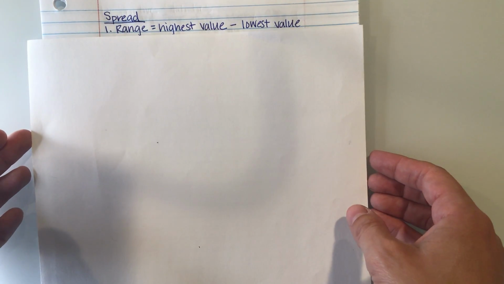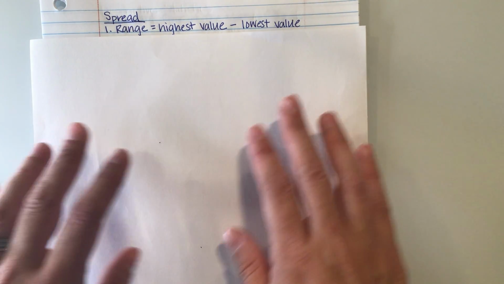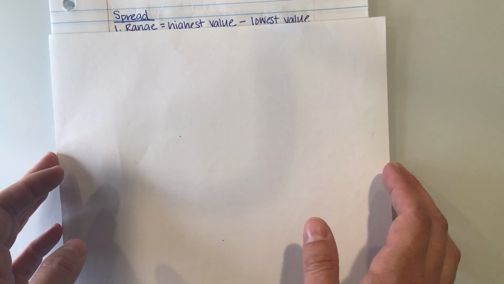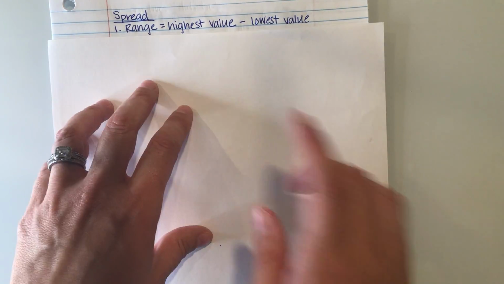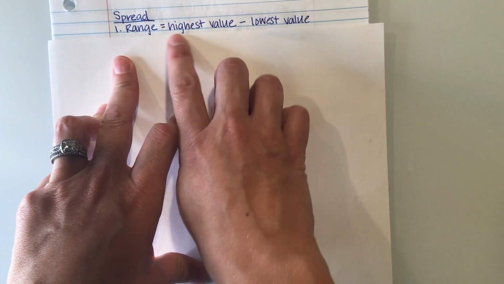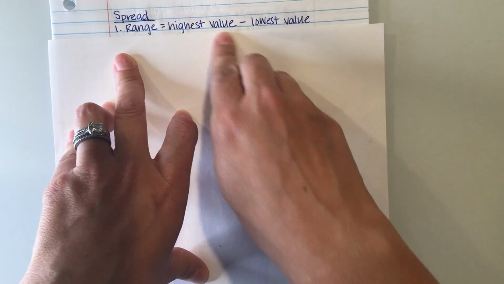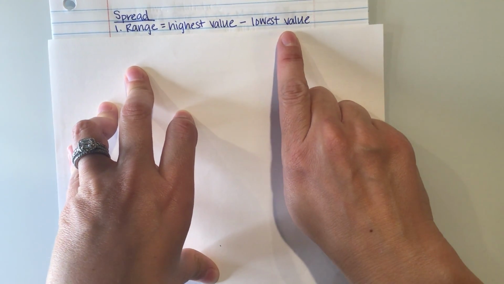And there is another way we can talk about this data, right? We can talk about this data in terms of the spread. And probably the way you're most familiar with is by talking about the range of this data. And the range of this data is just the highest value minus the lowest value.